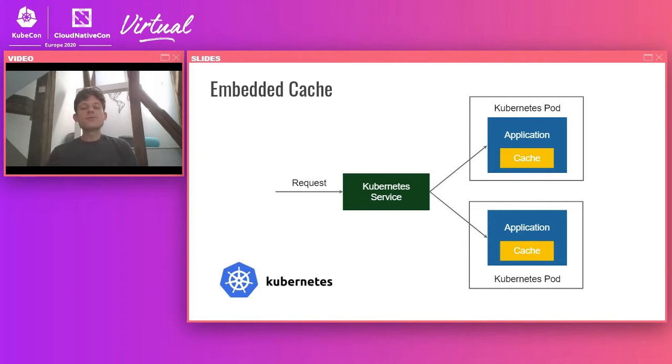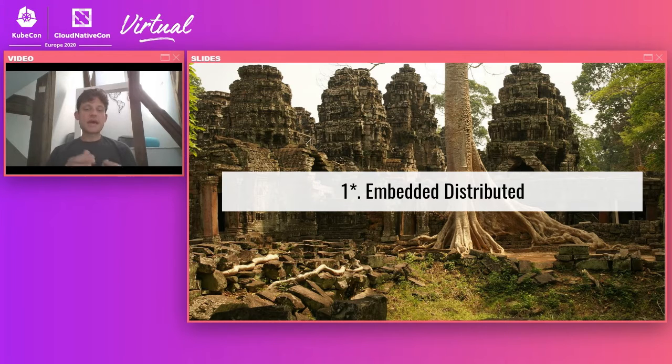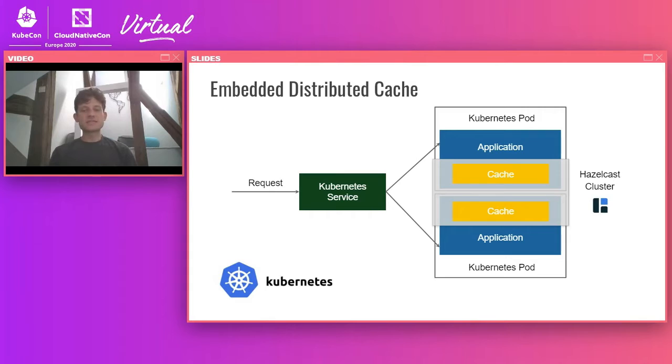That is why one of the improvements to the embedded cache is the embedded distributed cache. It's still the same idea. If you think about the patterns, it's still the same pattern. However, this time we will use a different caching library. We will use Hazelcast, which is a distributed cache. The flow is exactly the same, but all the embedded caches in all applications form one consistent caching cluster.